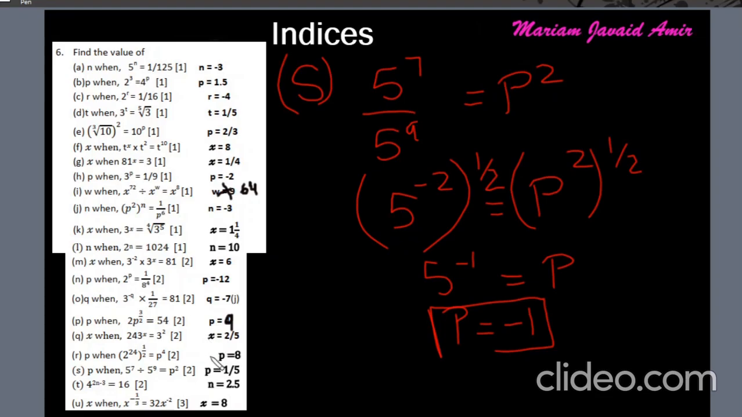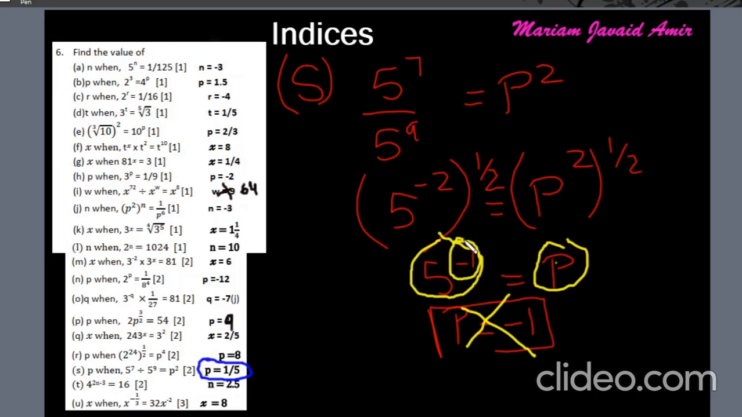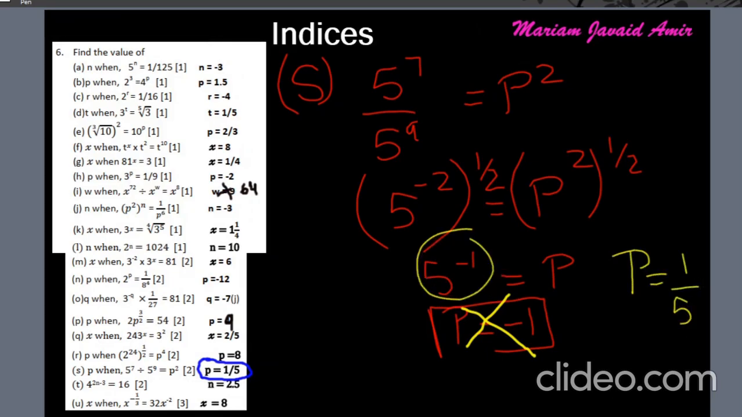Let me see, is it a typing mistake or some method mistake by me? Yikes, a very big method mistake by me done here. P equals 5 power minus 1. So P is equal to this number. Why was I equating this P with this power? I can't do that. Okay, so P equals 1 by 5. We need to make this positive, take it to the denominator, and it will become 1 by 5.